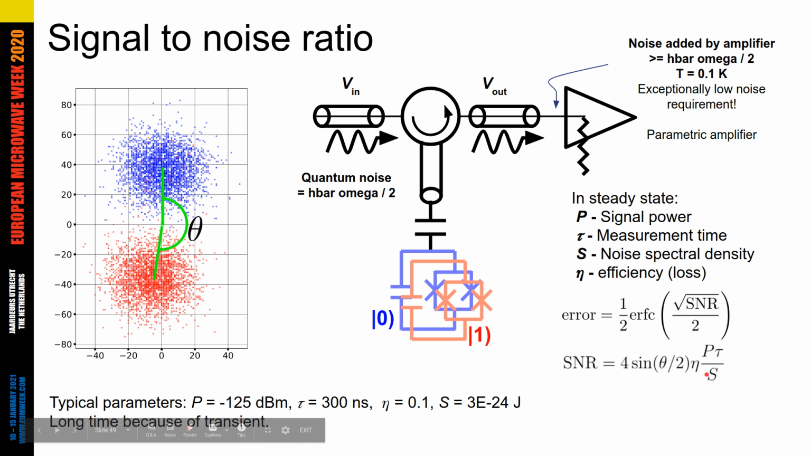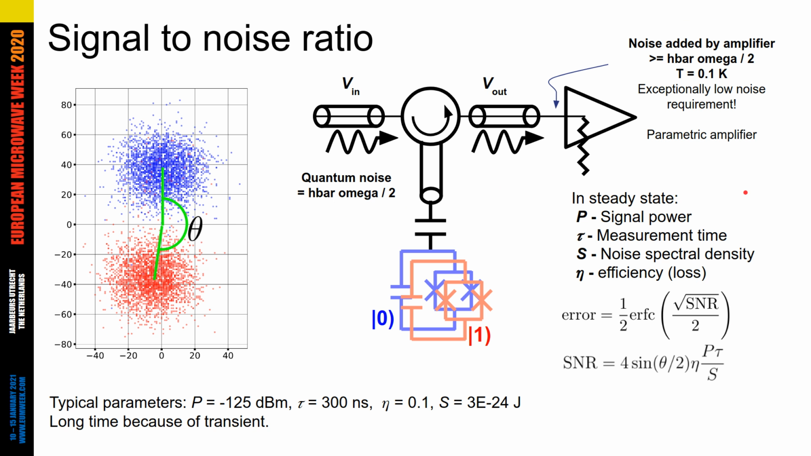Typical parameters are given in the bottom left of the slide. We usually use a power of minus 125 dBm, a time of around 300 nanoseconds, although we're trying to cut that down by about a factor of 2. Efficiencies range anywhere from 0.1 to around 0.4. It's very hard to do better than that. And the noise spectral density is typically 3 times 10 to the minus 24 joules. And that's coming usually from a combination of this input quantum noise and the quantum noise added by the parametric amplifier.